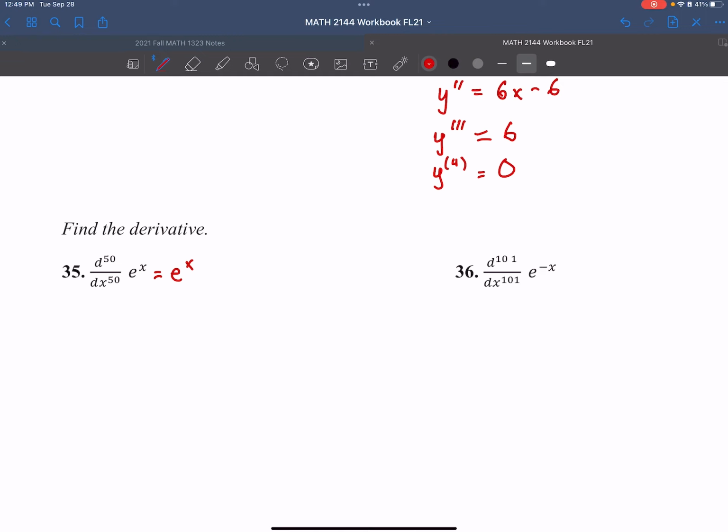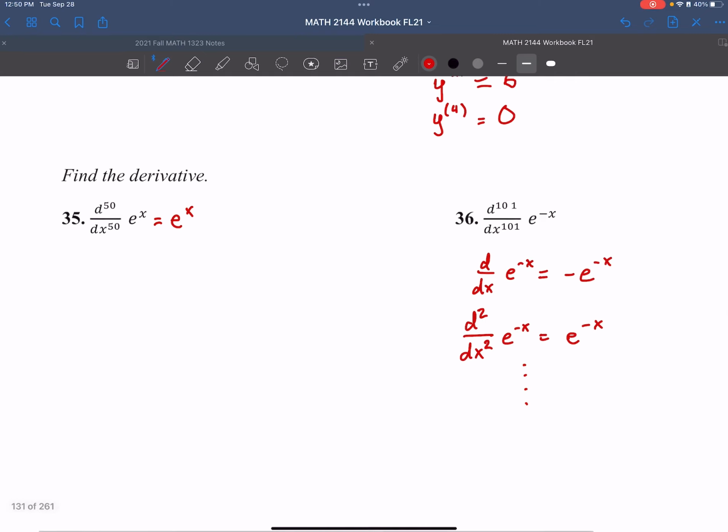If you ever run into a problem like this, just try a few derivatives. The first derivative of e to the minus x is minus e to the minus x. The second derivative is just one more derivative of the one we had, which introduced another negative, so it's back to e to the minus x. If you continued, it's just going to repeat. So it looks like we have a pattern.